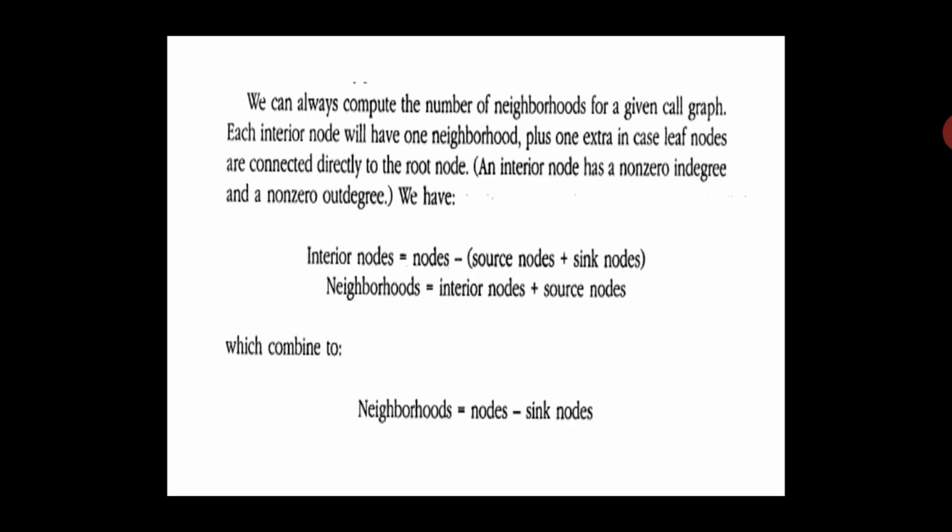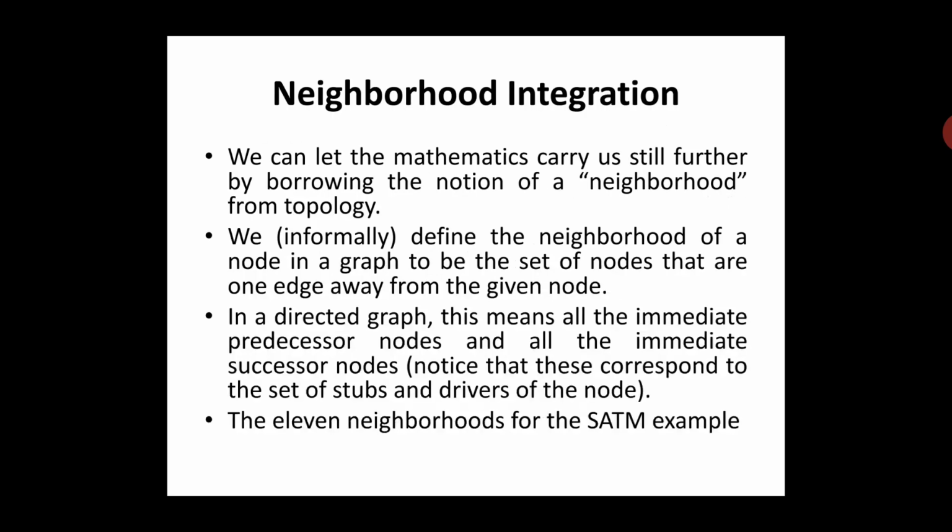After combining all this, you can also see that neighborhood is equal to nodes minus sink nodes. If you don't need to find the interior nodes, you can simplify the formula: neighborhood is equal to nodes minus sink nodes. Of course, nodes here means 20 minus 2, so this also becomes 18. So people need to remember this formula while reading about neighborhood integration.